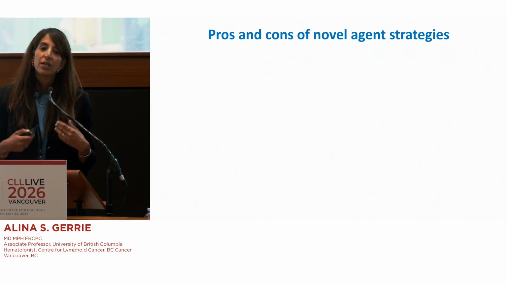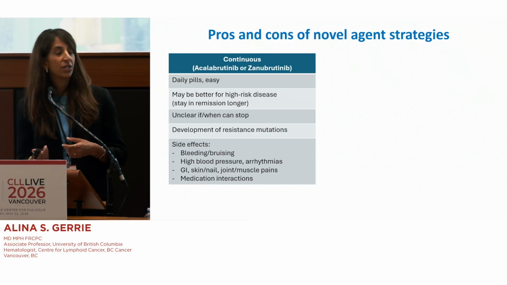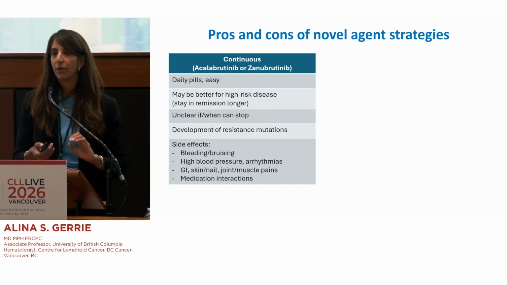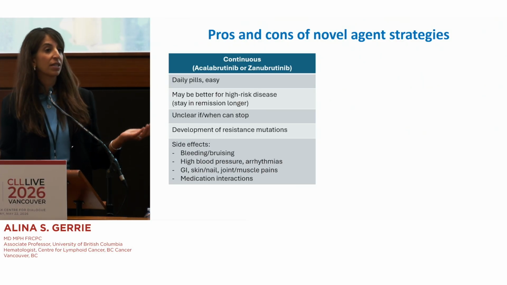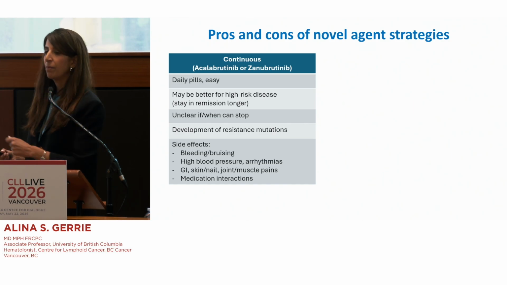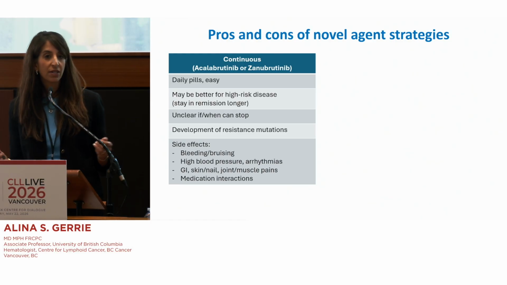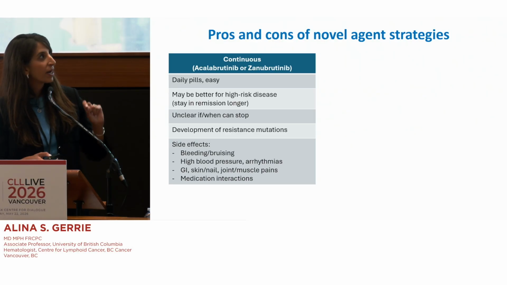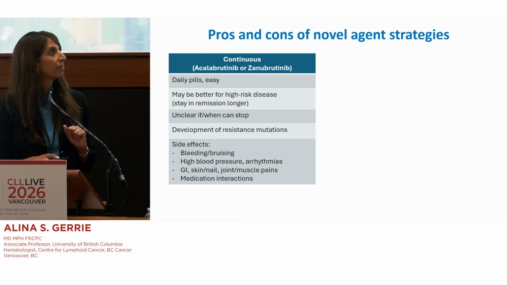So what are some of the pros and cons of these different strategies? I alluded to this before, but let's talk about these continuous treatments, and let's take ibrutinib out now. We're really thinking about acalabrutinib or zanubrutinib. Well, this is pills that you take every day. It's very easy. You go to the doctor, they write a prescription, you pick it up, and you take your pills. And you likely don't need blood work for some time. You don't need to see the doctor very often. It's very simple. It might be better for some patients with higher risk disease, as I mentioned, the deletion 17p.